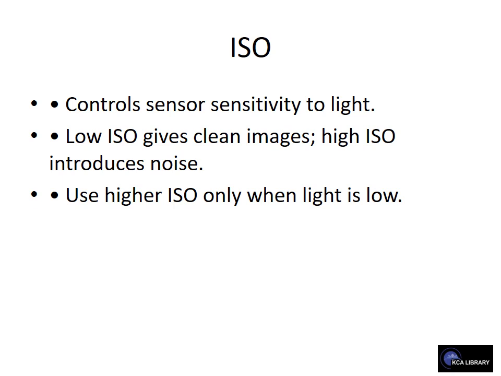You should only use a high ISO when the light is low. ISO is a key part of the exposure triangle. It makes the sensor more sensitive, and it allows for faster shutter speeds or smaller apertures, which is useful for low light or action photography.